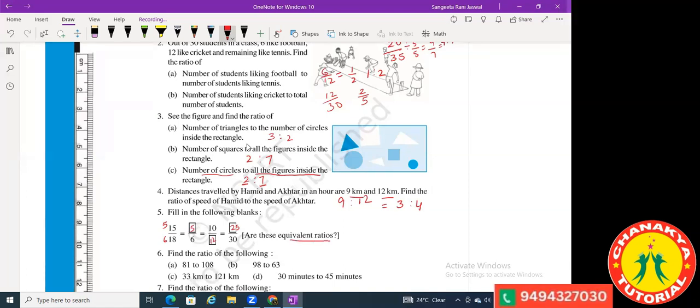Yes. Okay, ma'am. Ma'am, I did this last one, 10 by 12 is equal to 25 by 30, in a funny way, ma'am. I read 12 times 5 is 60, so I divided by 2, I made it half, which is 30, and 10 times 5 is 50, I made it half, which is 25. Oh, such a long way.